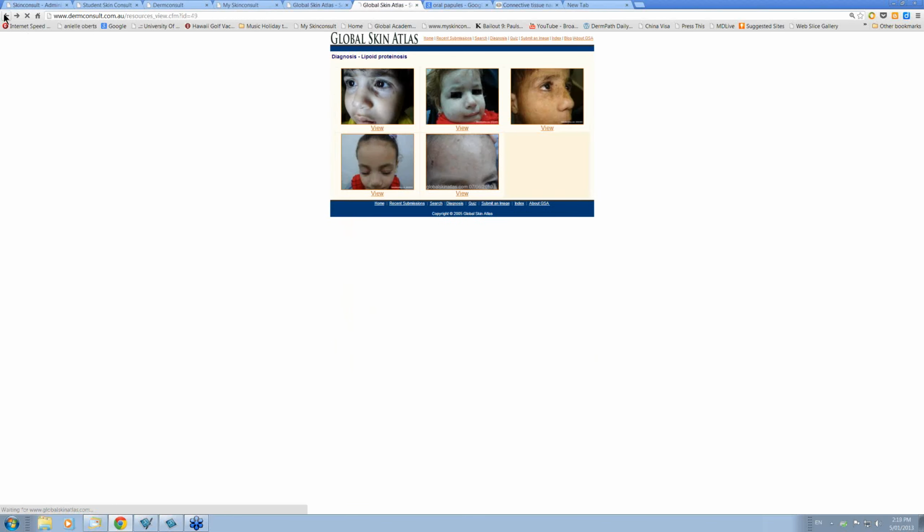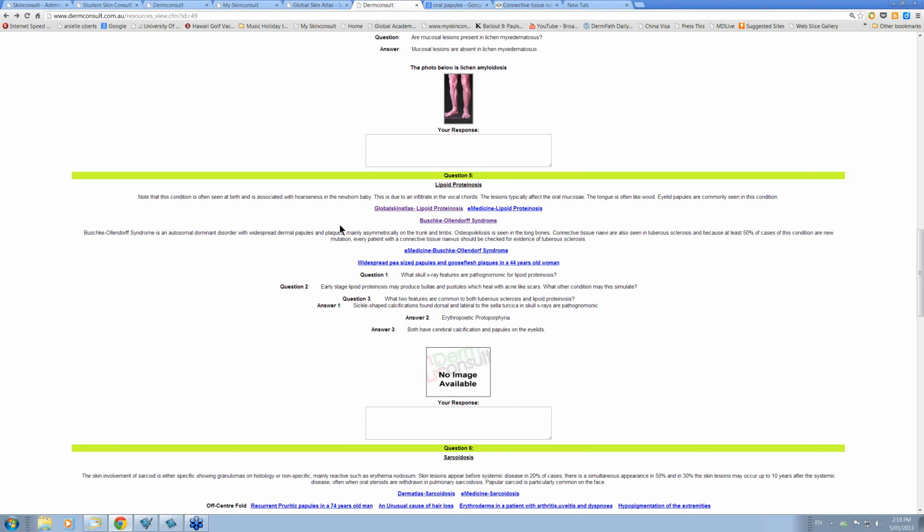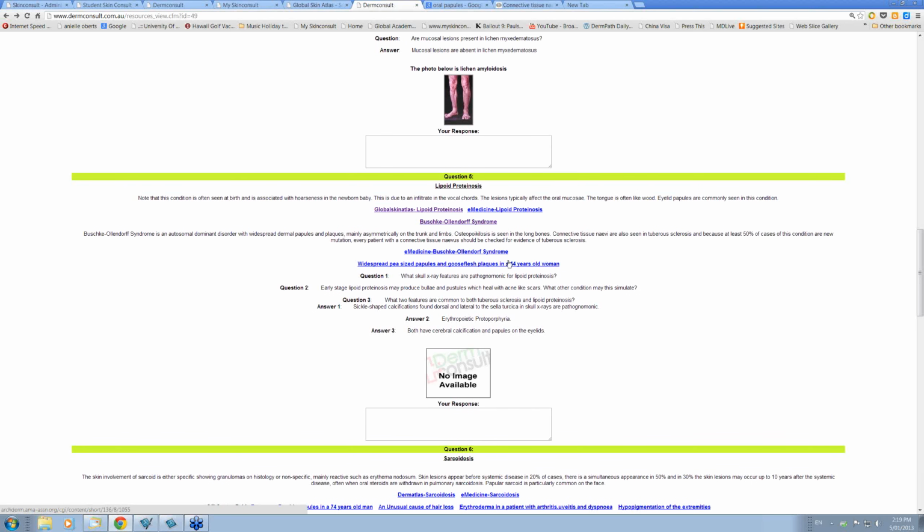Sorry, just flick back to where we were. Buschke-Ollendorff syndrome. I think of it as being a syndrome characterized by connective tissue nevi. It's autosomal dominant, with widespread dermal papules and plaques, some asymmetrically on the trunk and limbs. Yeah, osteopoikilosis, curious speckling of the bones. You often need an X-ray to show this, particularly of the long bones.